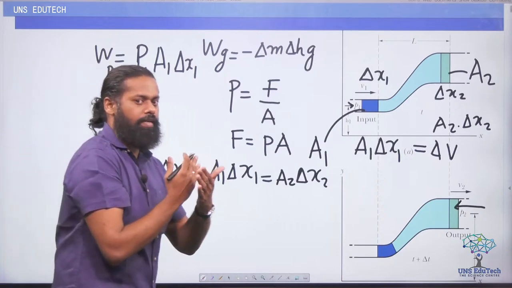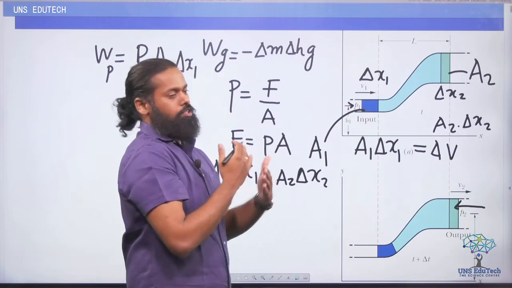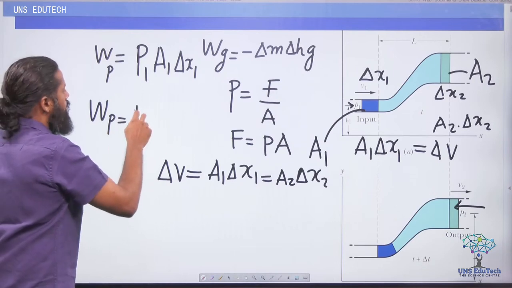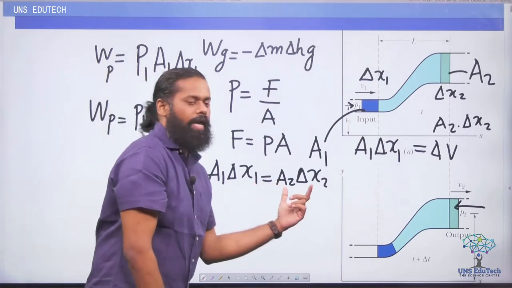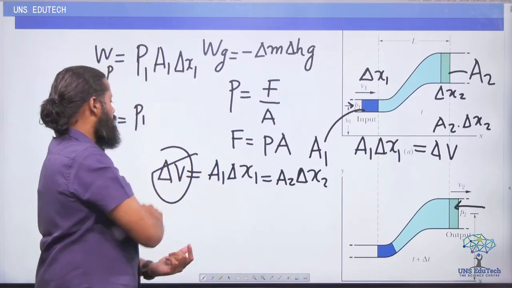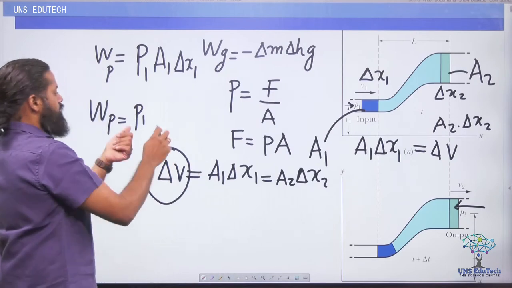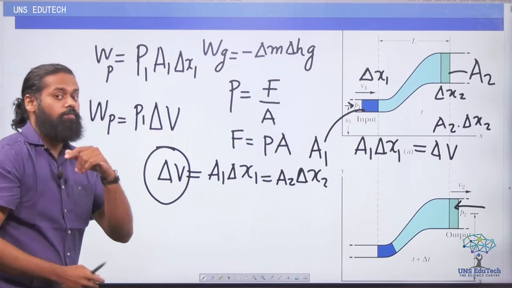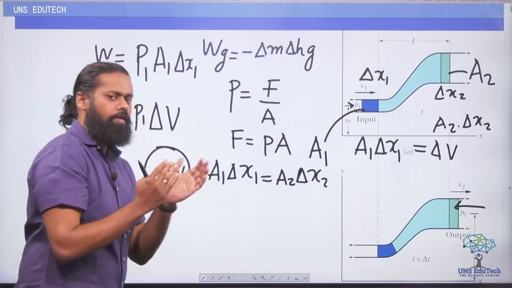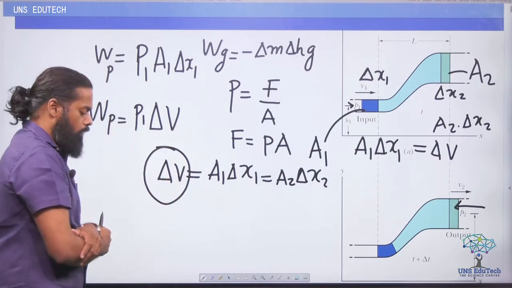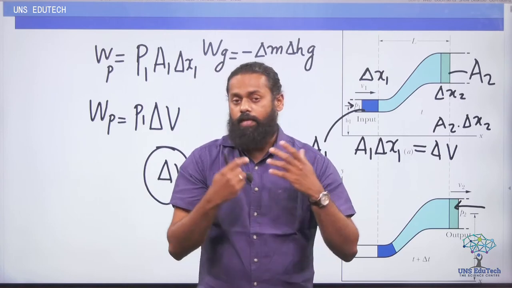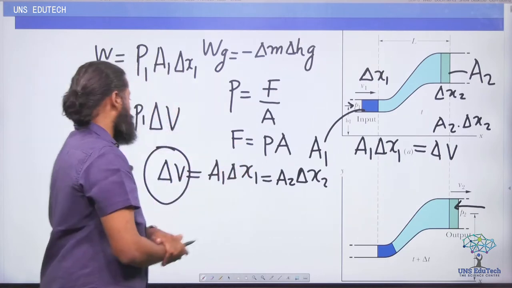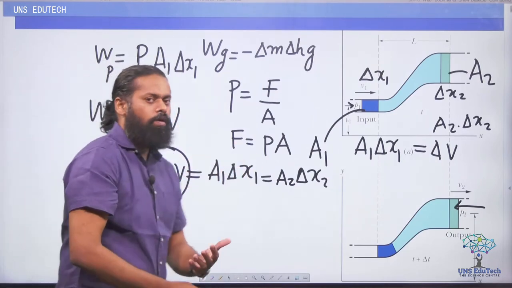Pressure is nothing but force per unit area applied by the fluid behind that portion. So, the work done by the pressure P1 is P1 into A1 into delta X1, which is equal to A2 into delta X2, that will be equal to delta V. So P1 into delta V will be equal to work done. Here delta V is not velocity, it is volume. Whenever you get the product of pressure and volume, you will understand it much better when you go through the concepts in thermodynamics. Don't worry about it much now. So, P into delta V is going to give you the work done.